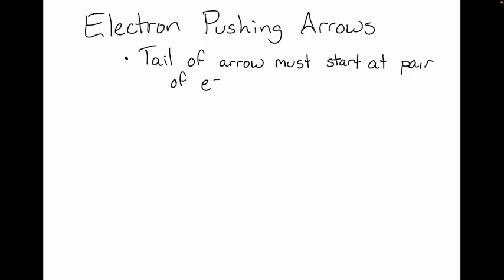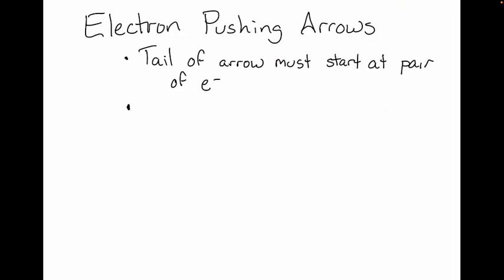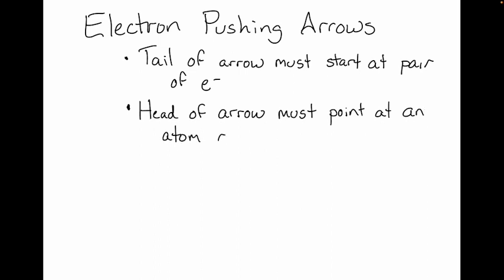Okay? So if we look back on this molecule here, all these examples are electron pushing arrows. The arrow starts at a pair of electrons, right? The tail of that arrow. So the head of the arrow must point at an atom. And that's the atom that's accepting those electrons. Okay, so we got these electron pushing arrows.